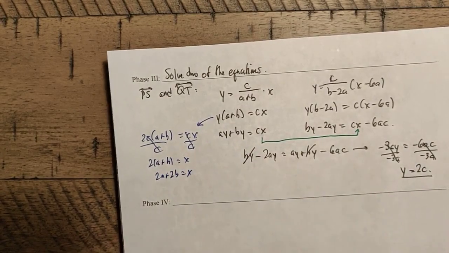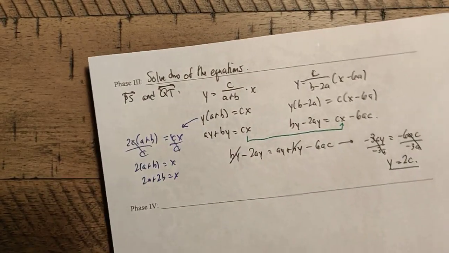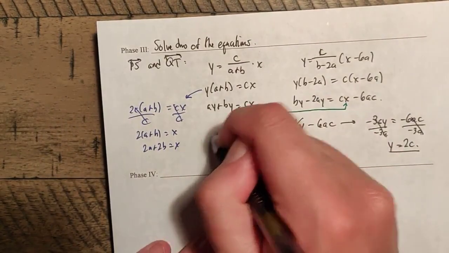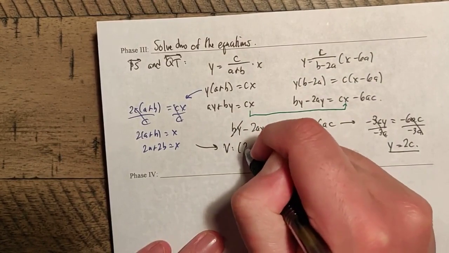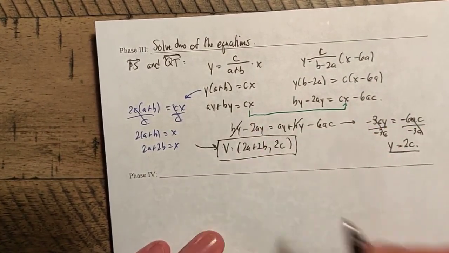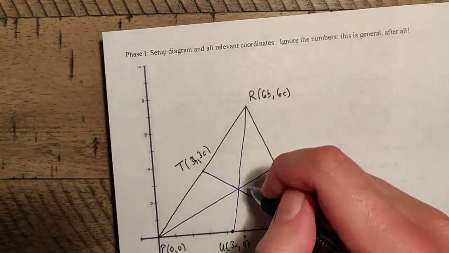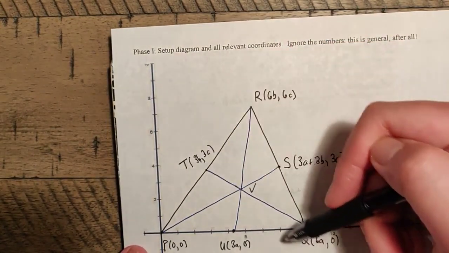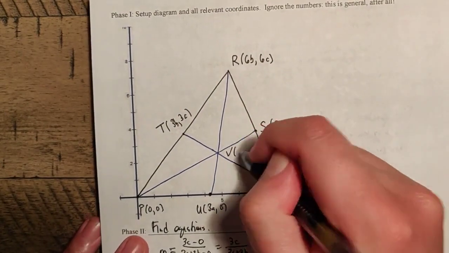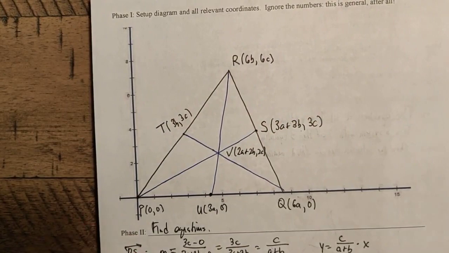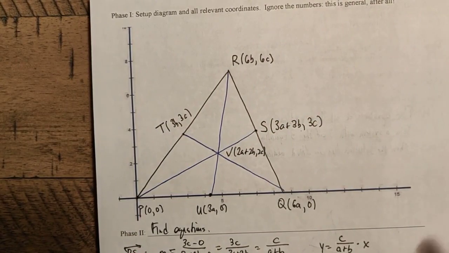So therefore, the intersection point of PS and QT, we're going to call that point V. The point V has coordinates (2a plus 2b, 2c). If we go back to our initial picture, this point V is the intersection of PS and QT, the intersection of these two lines, and that intersection point has the coordinates (2a plus 2b, 2c). So now Part 3 is finished.